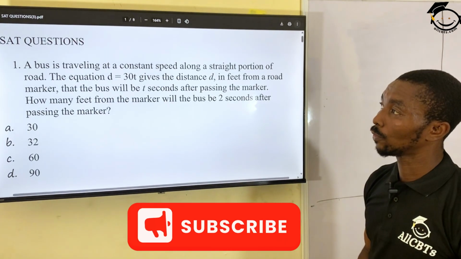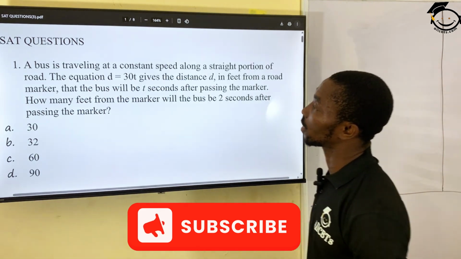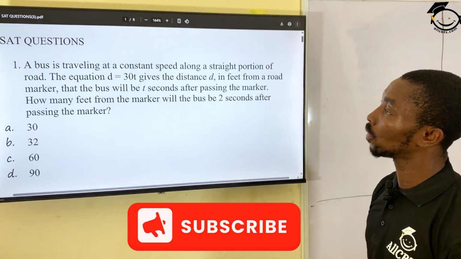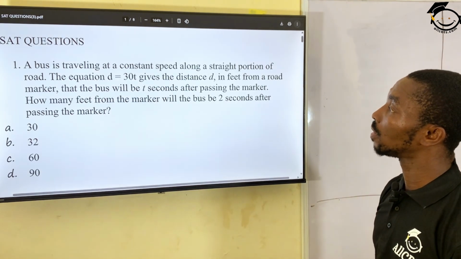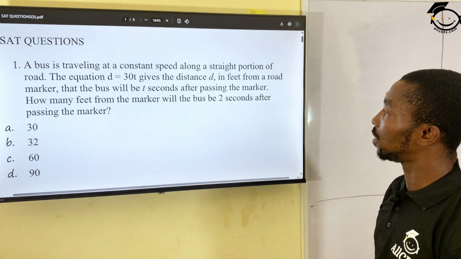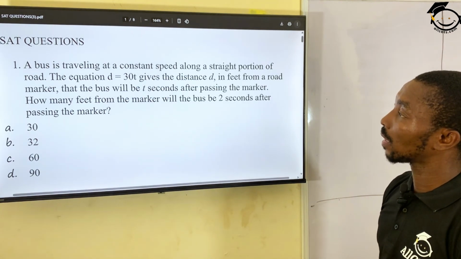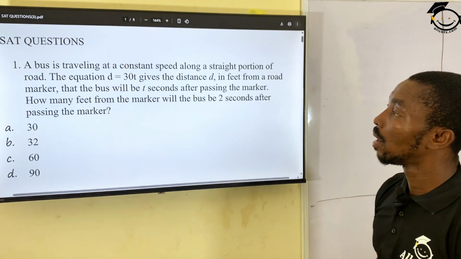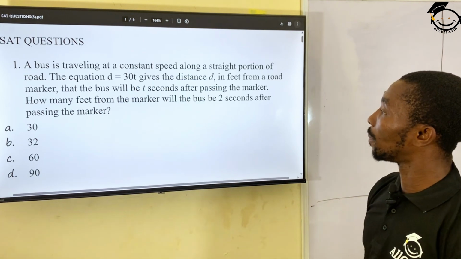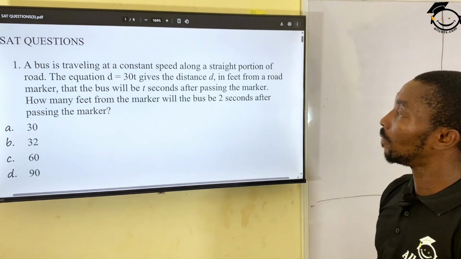Alright, our first question for today is: a bus is traveling at a constant speed along a straight portion of road. The equation d equals 30t gives the distance d in feet from a road marker that the bus will be t seconds after passing the marker. How many feet from the marker will the bus be 2 seconds after passing the marker?